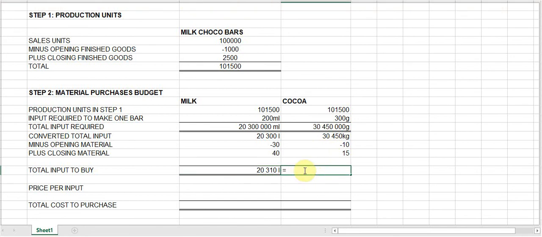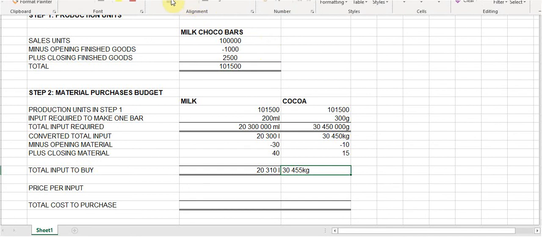Again, I'm going to take with the cacao, I need to start with the 30,450 kgs of converted input that I've calculated. I need to minus the 10 opening. I need to add back the 15 closing. In other words, I need to buy a total of 30,455 kilograms of cacao. So that's 30,455 kgs of cacao that should be purchased.